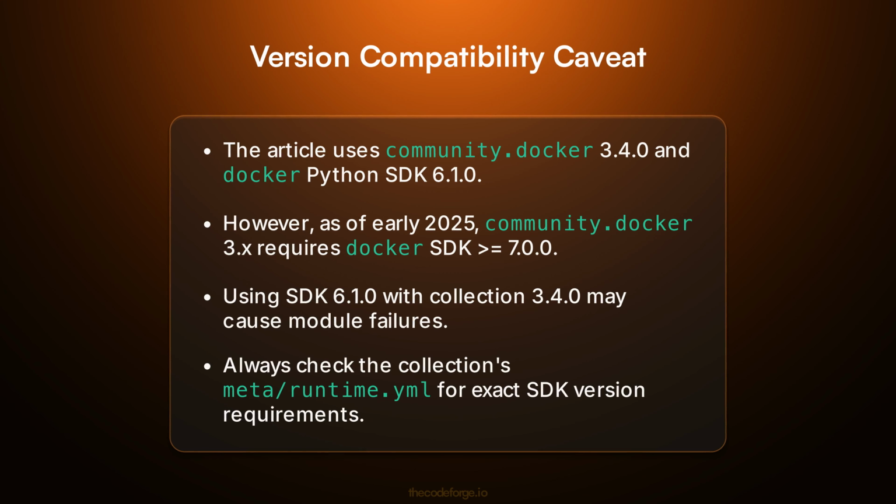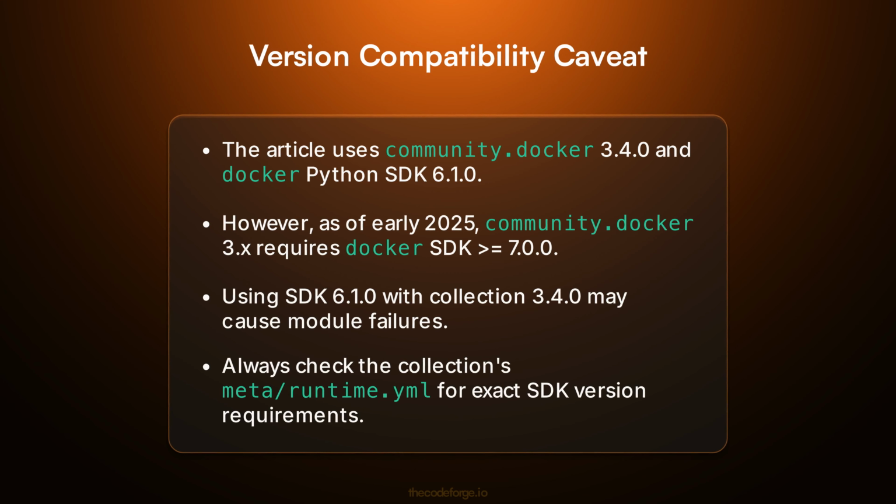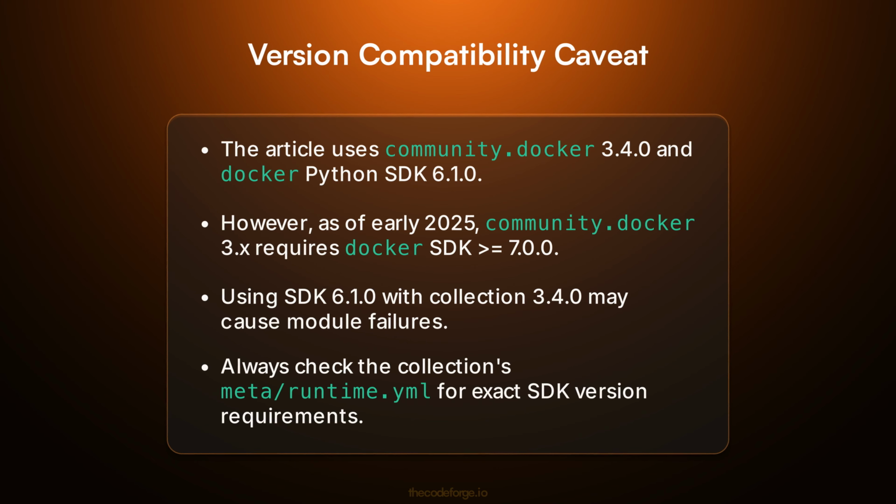The article uses community.docker 3.4.0 and Docker Python Software Development Kit 6.1.0. However, as of early 2025, community.docker 3.x requires Docker Software Development Kit >= 7.0.0. Using Software Development Kit 6.1.0 with collection 3.4.0 may cause module failures. Always check the collection's meta/runtime.yml for exact Software Development Kit version requirements.